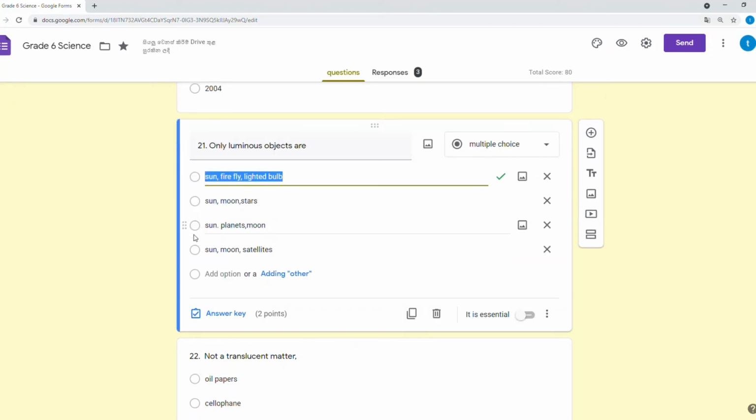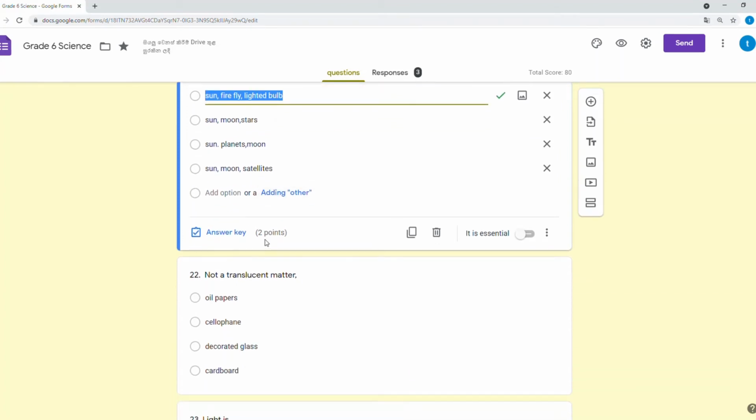Let's see the others. The sun is luminous, but the moon is not a luminous one. So how do we see the moon? You can see the moon due to the reflection of light from the sun. Planets and satellites are the same way. They are not luminous, but you can see them with the help of sunlight. So the answer is the first one.